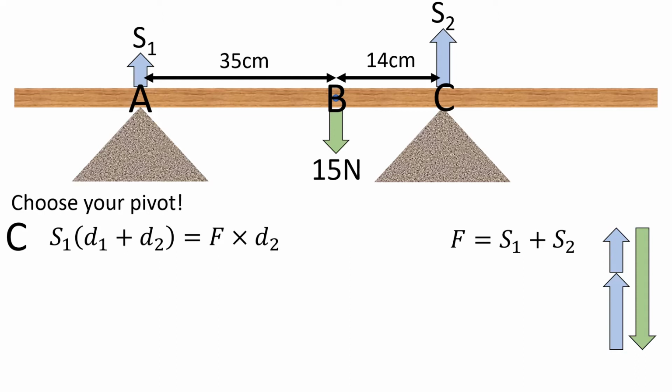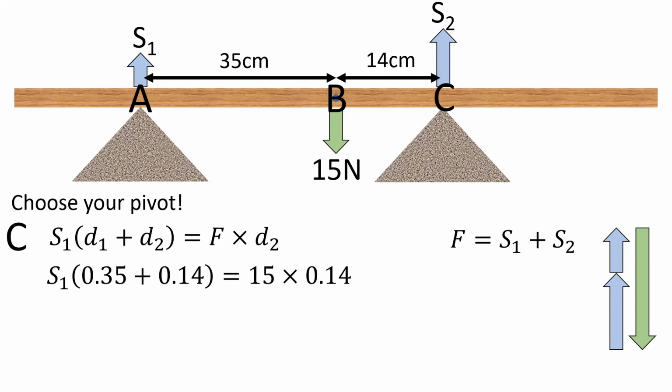So here we have C as the pivot, and you'll notice this will be very similar to A as the pivot. So if C is the pivot, we could ignore the force at C. We could ignore S2. So we have S1 multiplied by D1 plus D2. That's our clockwise moment. And we have F times D2 as our anti-clockwise moment. And these must be equal to one another for this system to be in equilibrium. And again, the force up and the force down must be equal for it to be in equilibrium.